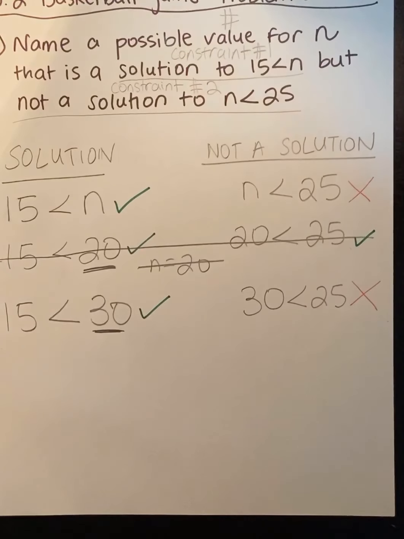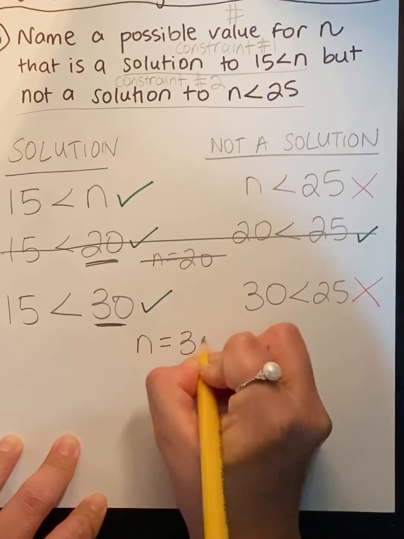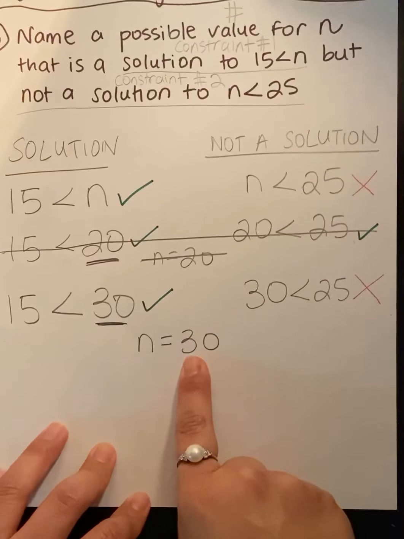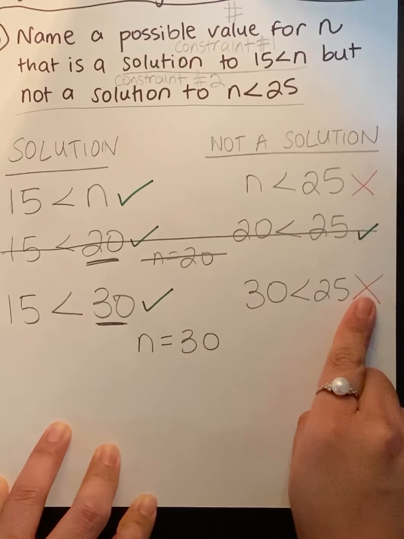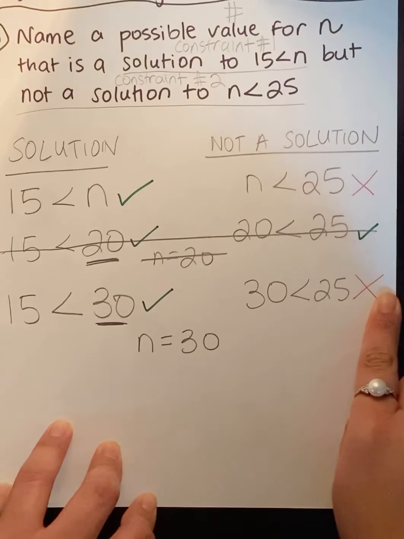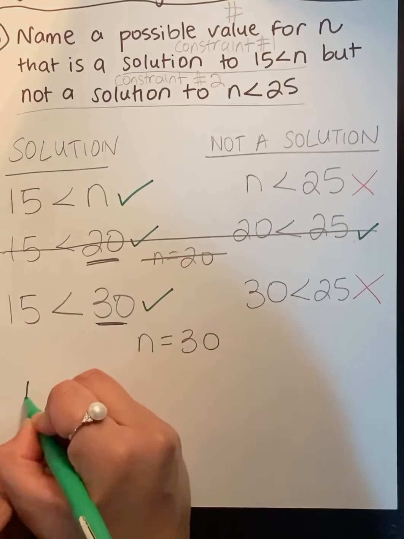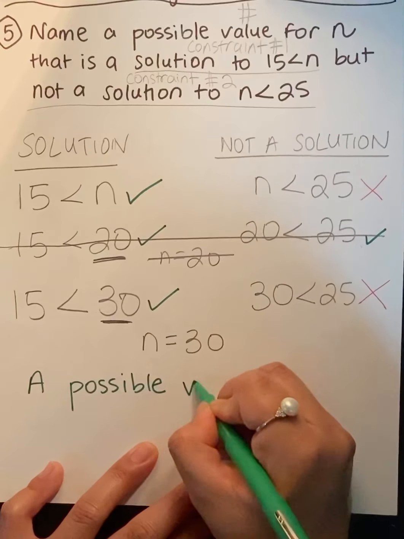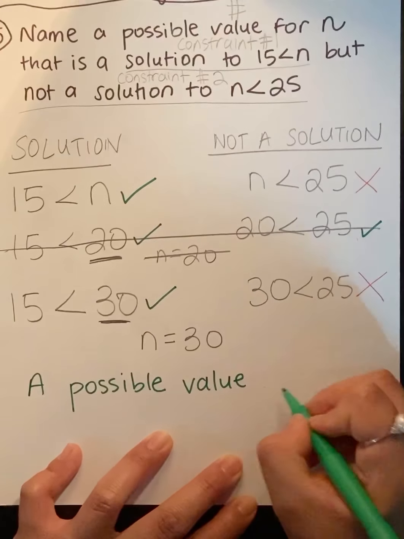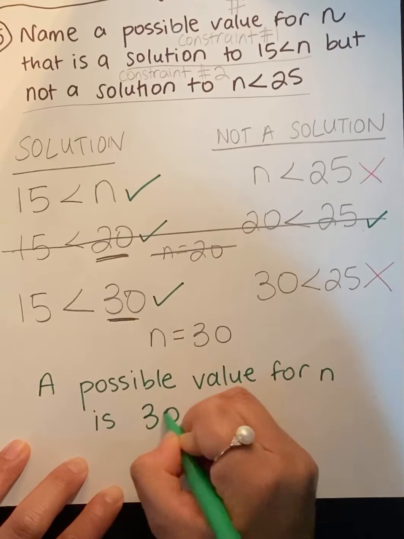So I now have found a possible value for n, which we said is 30. N equals 30. That is a solution to the first inequality, but is not a solution to the second inequality. So my final answer is that a possible value for n is 30.